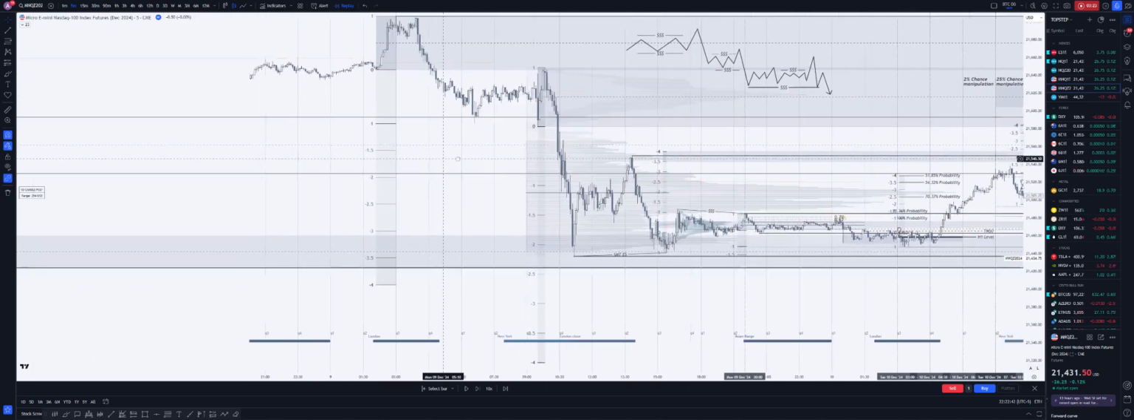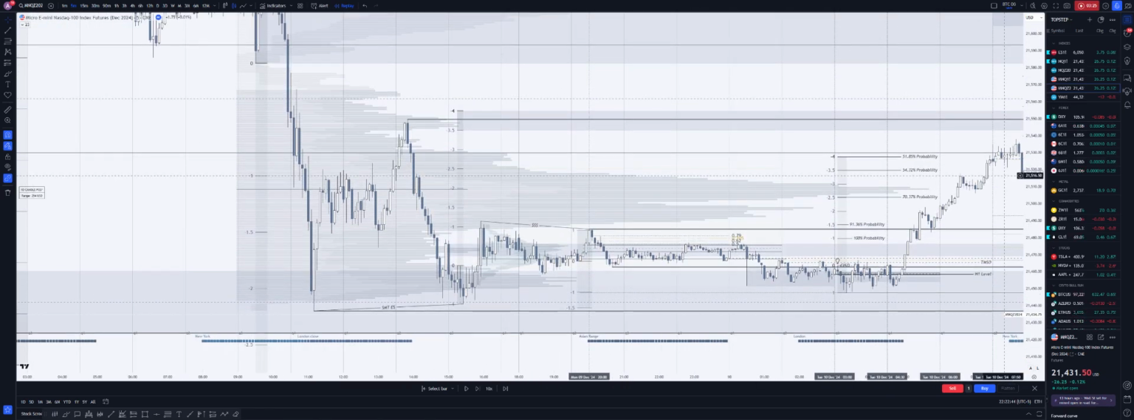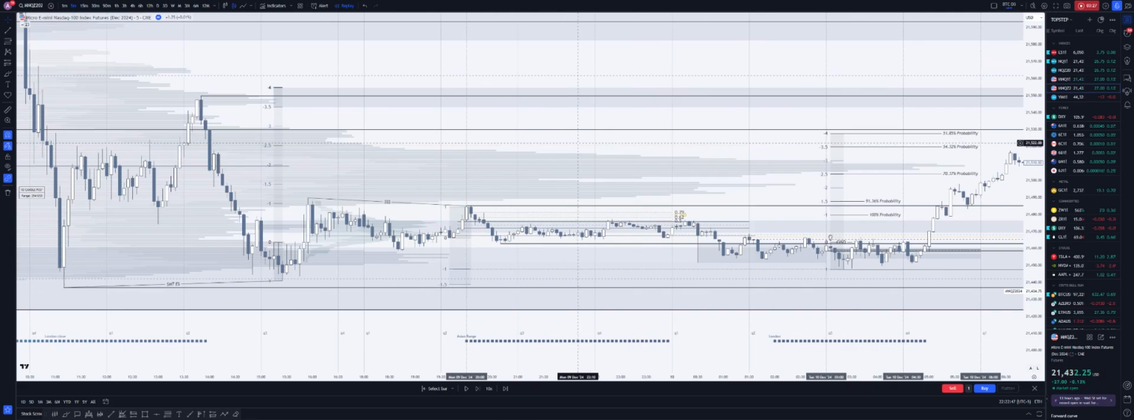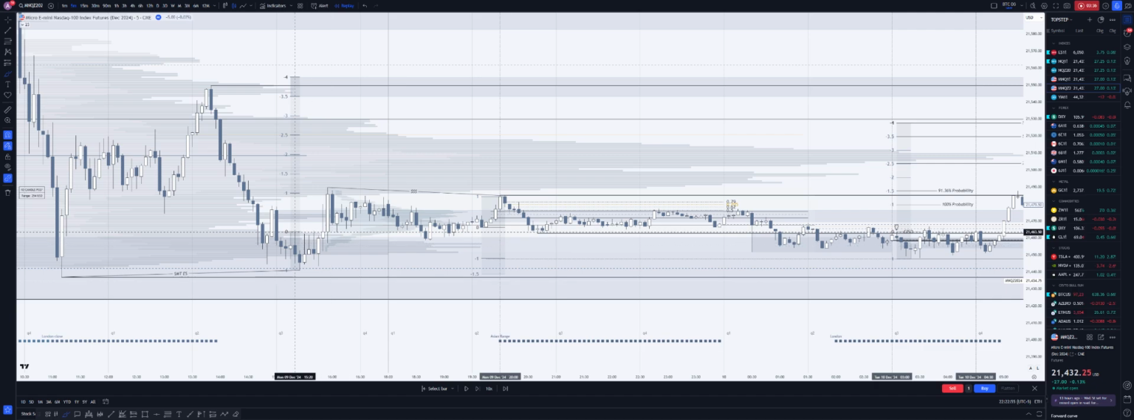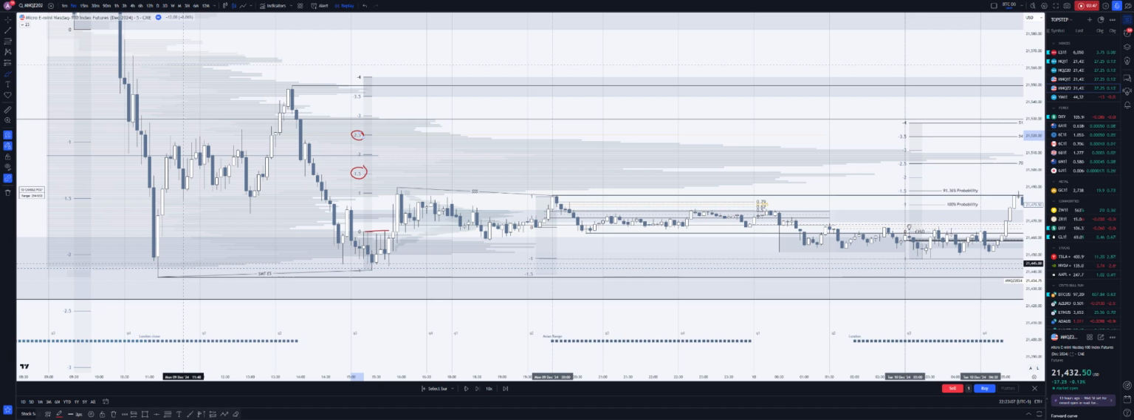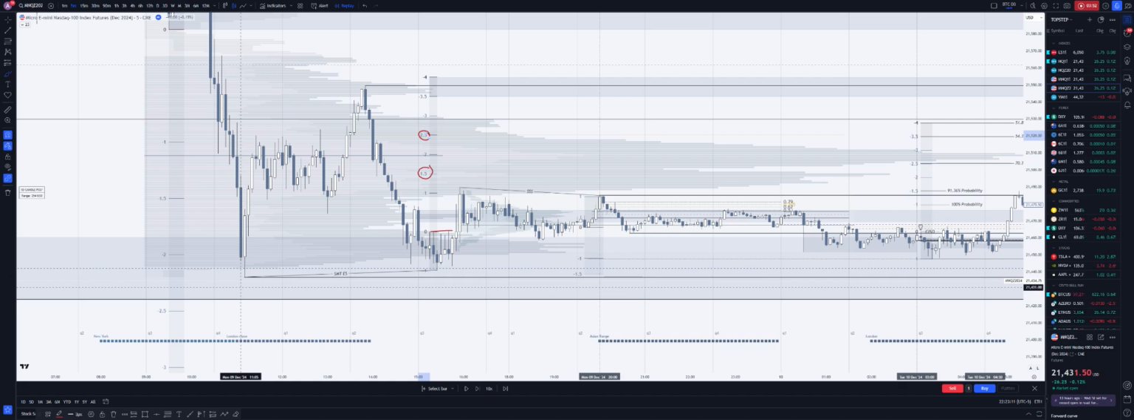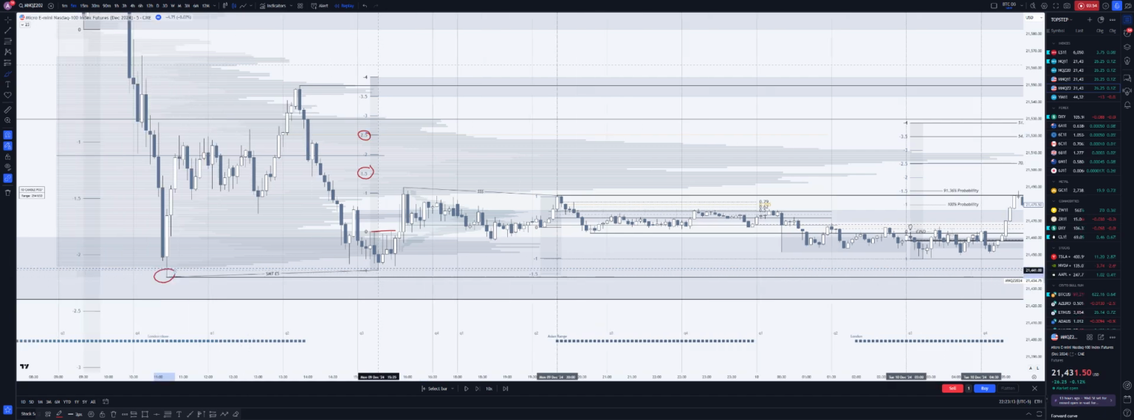Let's dive into Asia. This is from the New York PM session, the most recent low that was created with a change in state of delivery here and some levels to watch during the day. We have an SMT with ES at the low. So we've got our New York AM low was here.